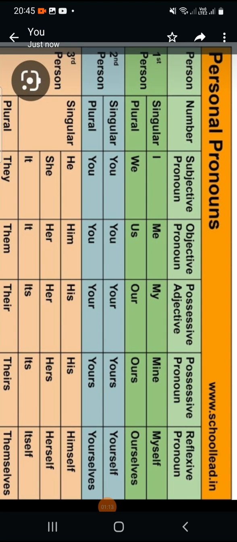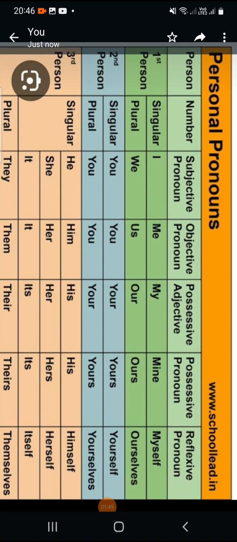Now the varieties of pronouns are many and different, but why are we discussing personal pronoun here? Because we do a lot of mistakes in using personal pronouns. For example, a very common sentence is when we say, "Me and my brother are going to market today," right? So me never comes before the verb.